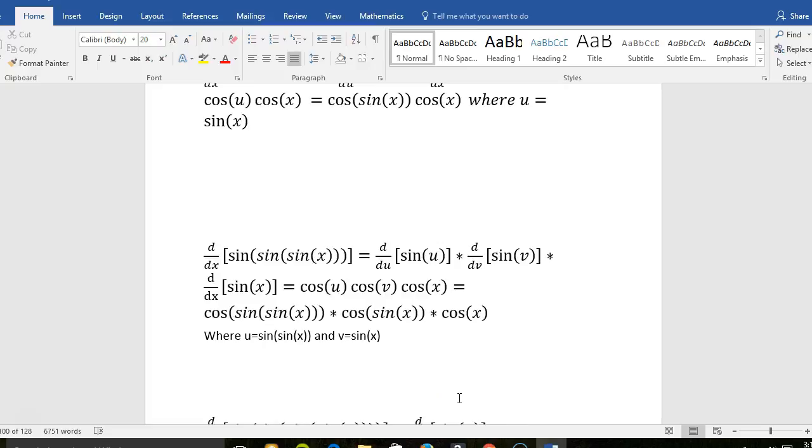And notice you can do this a bunch of times. This is 3 times. You can do 4, 5, a billion if you really wanted to. It would take a long time, but anyway.